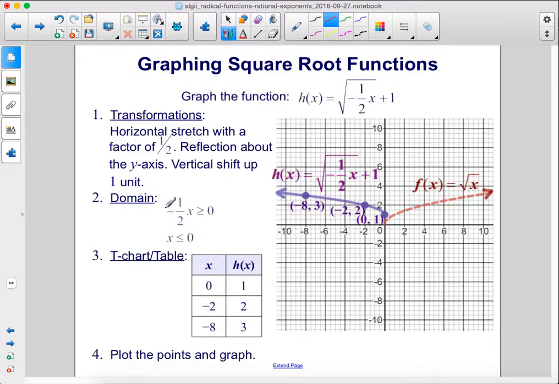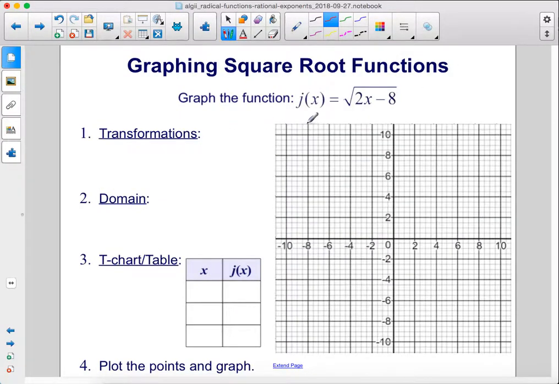So if we set negative 1/2 x greater or equal to 0, we see that x has to be less than or equal to 0. So we have some points here. If we choose 0, negative 2, and negative 8, we can graph our new function h of x.